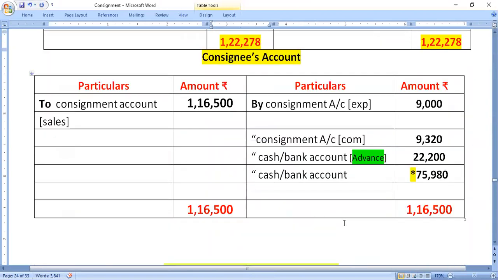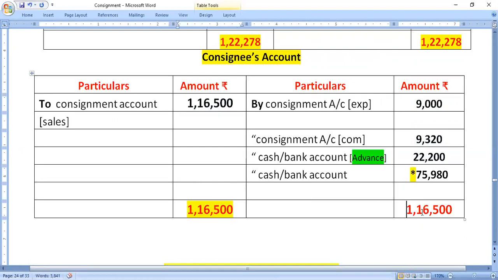After that, consignee's account, my dears. Here consignee's account, as usual, like the last problem, my dears. Debit only one entry, that is sales. Credit side: expenditure, commission, advance. That's enough, my dears. To consignment account sales, 1,16,500. Credit side: by consignment account, expenses of consignee 9,000. By consignment account, commission 9,320 total commission. By cash or bank account, advance 22,200. So total, debit side higher, 1,16,500.